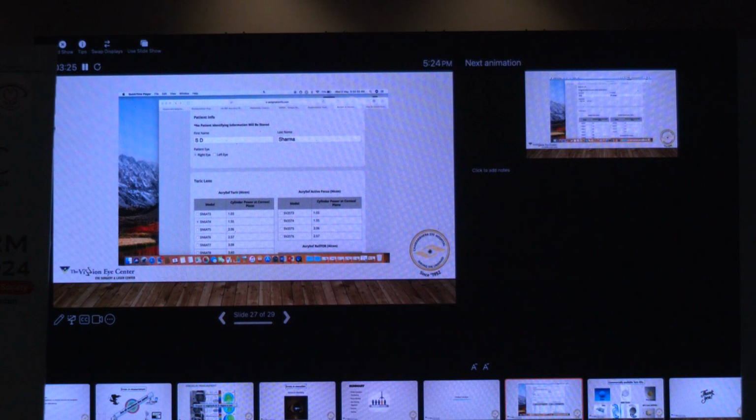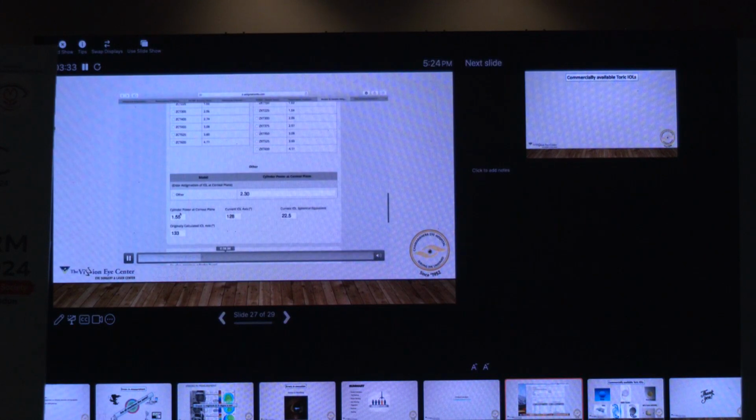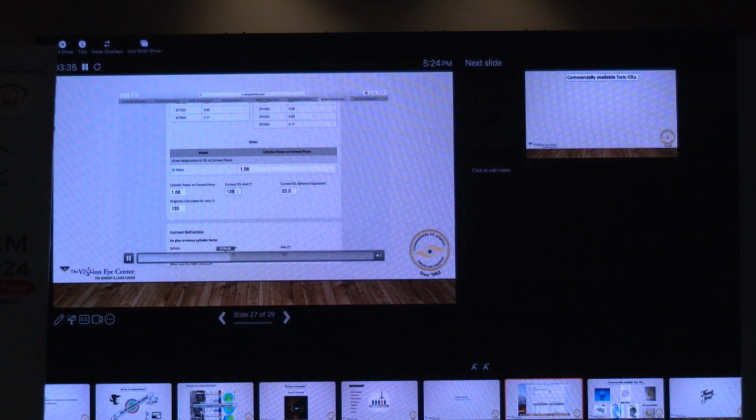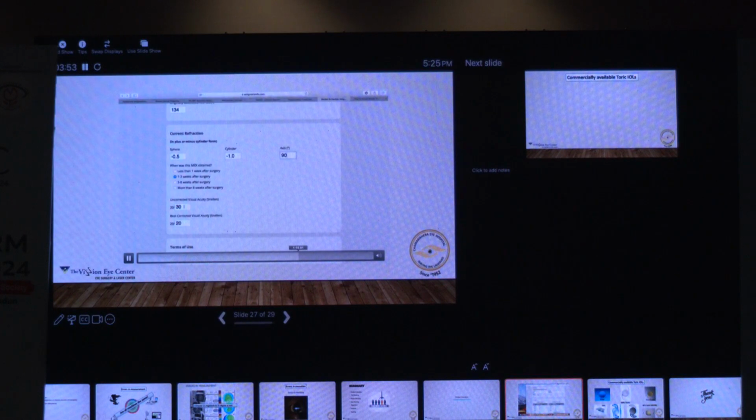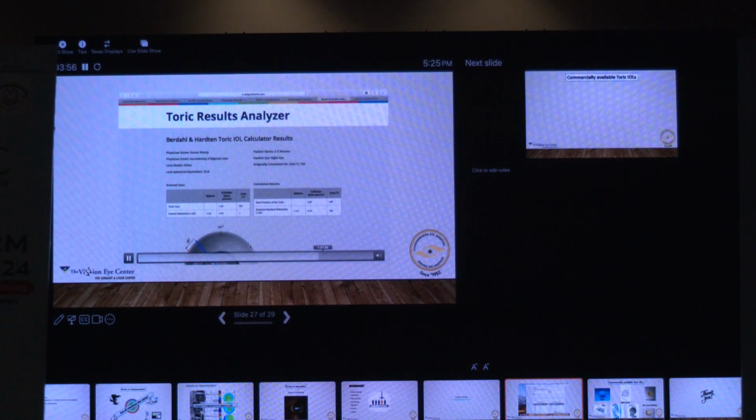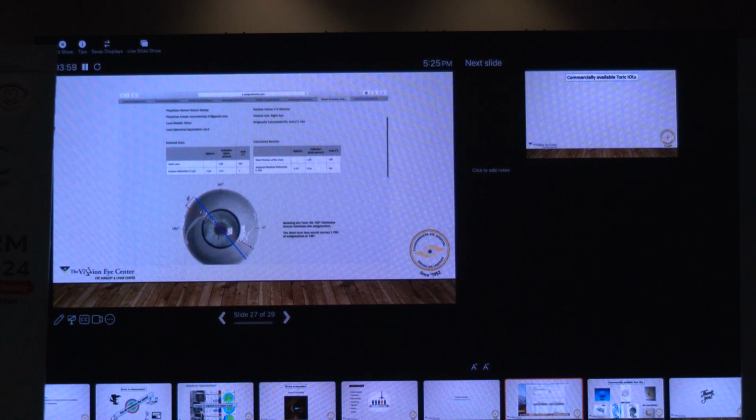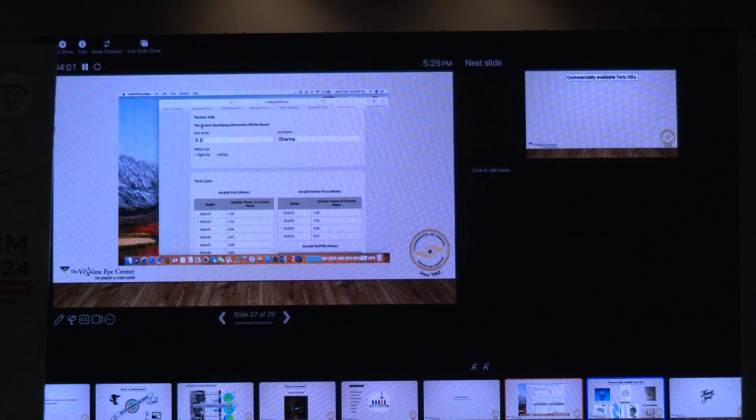So I have basically just taken this screen recording for you. What happens here is that you enter all this data. Once all this data has been entered, you click on calculate. It takes into account a lot of things. It takes into account the cylindrical power at the corneal plane, what the current IOL axis is, and also what the current refraction of the patient is post-operatively, how much astigmatism the patient is accepting now post-operatively. Once you've entered all that into astigmatism fix, you click calculate and it will tell you how much you're supposed to rotate it by so that the patient gets clear vision.